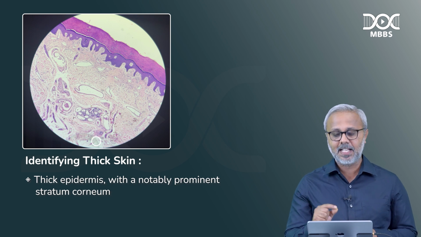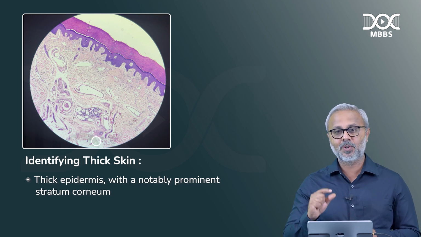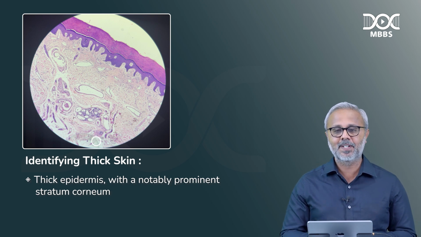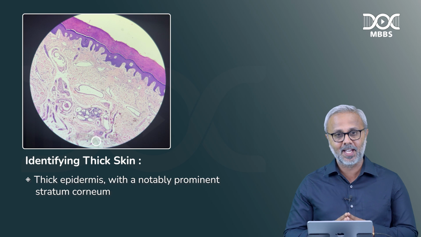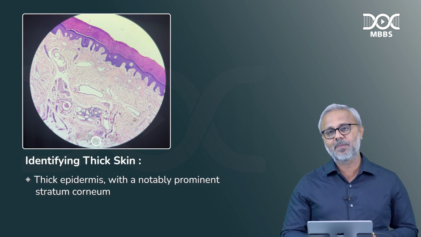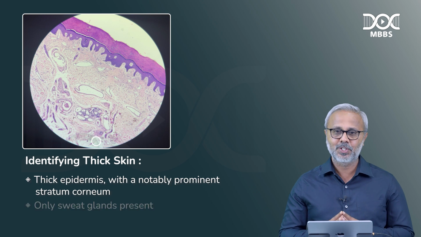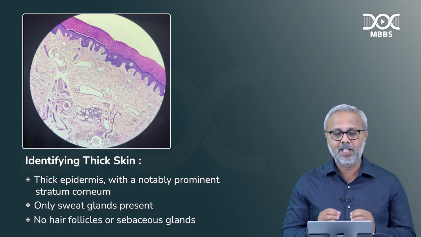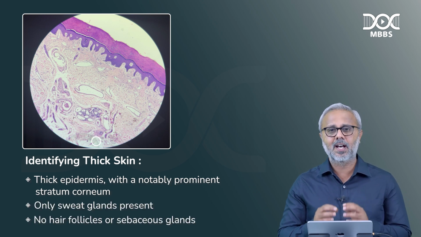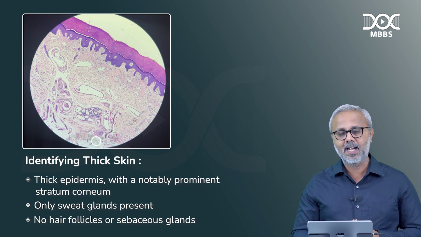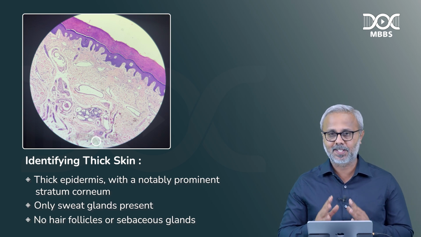And even in this, the thickness of the stratum corneum is almost greater than the thickness of the rest of the other layers of the stratified squamous keratinized epithelium. Then in the subsequent layers we can see the papillary dermis and reticular dermis with sweat glands. The hair follicles and sebaceous glands are conspicuously absent. This is how we tell that this is the slide of thick skin.